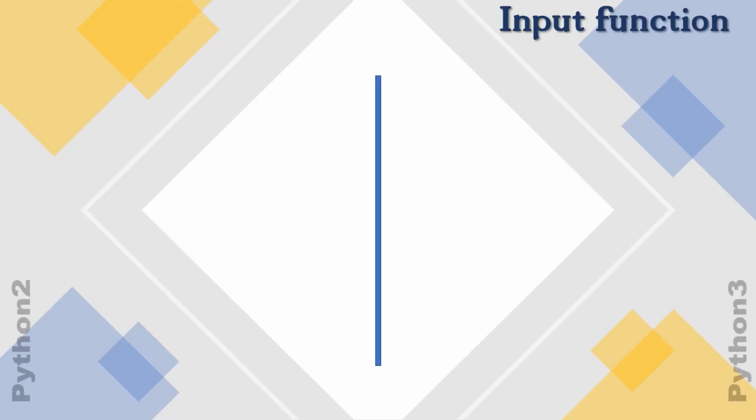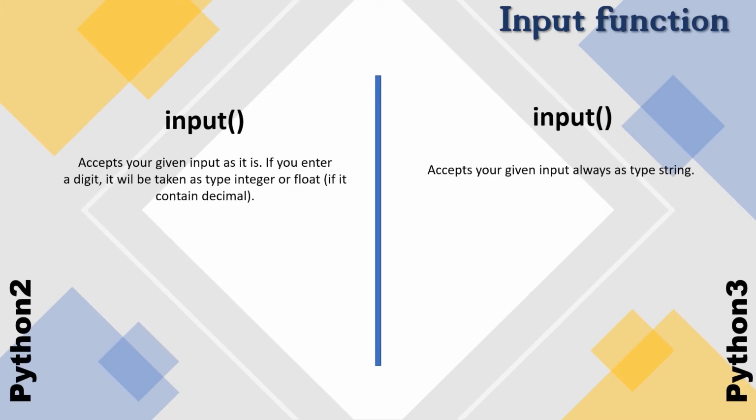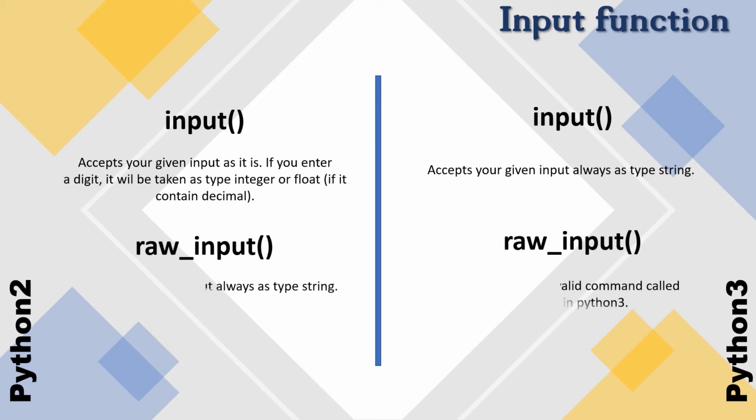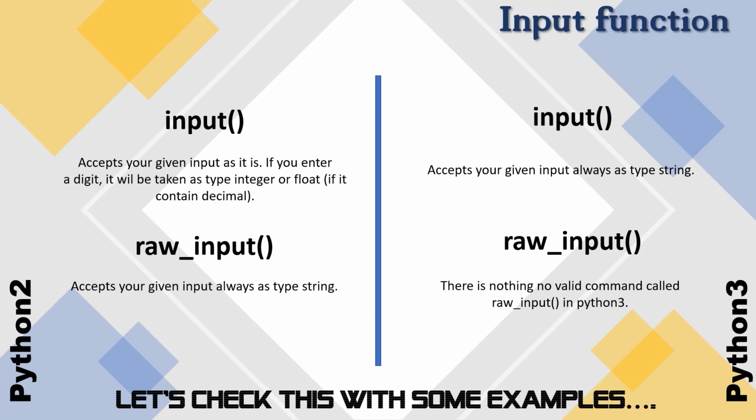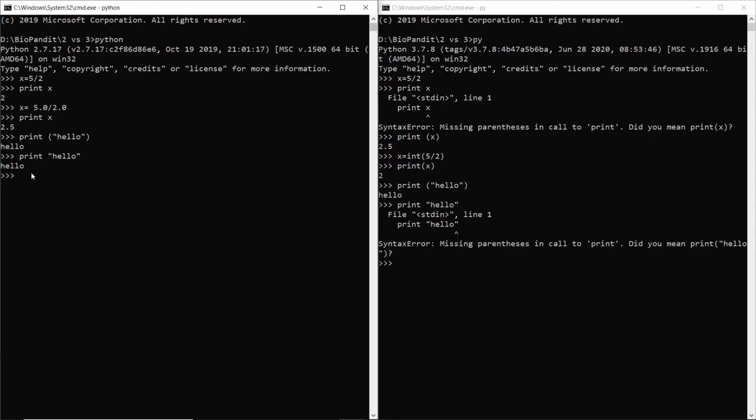The next one is the input function. In case of Python 2, there are two types of input function. One is input and another is raw_input. The input function accepts your input in a format as it is. That is, if you give a number, it will accept it as an integer or a float. If you give a string, it will accept it as a string. But in case of Python 3, the input function always accepts your input as type string. While in case of Python 2, again, there is a separate function called raw_input, where the input is automatically taken in the form of a string.